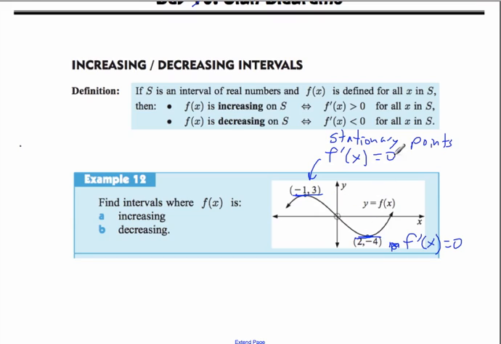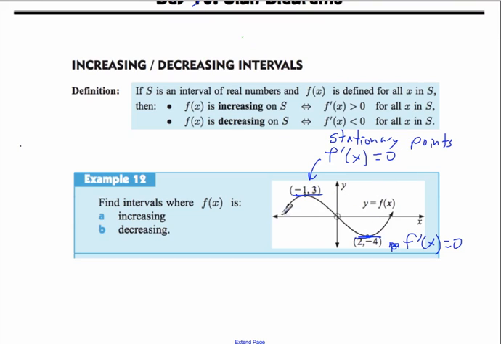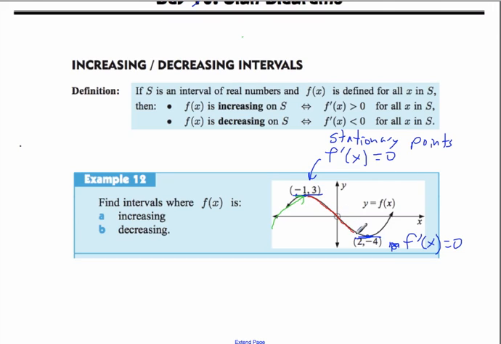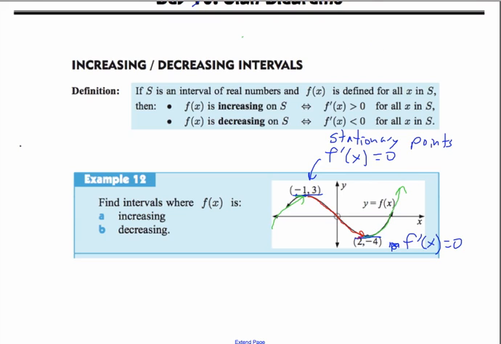So at these 2 points we have stationary points, and then we look at the regions between or after or before these points, and we can figure out where the function is increasing or decreasing. So here, before we get to -1, the function is increasing. Then from -1 to 2, the function is decreasing, and from positive 2 on, the function is increasing.